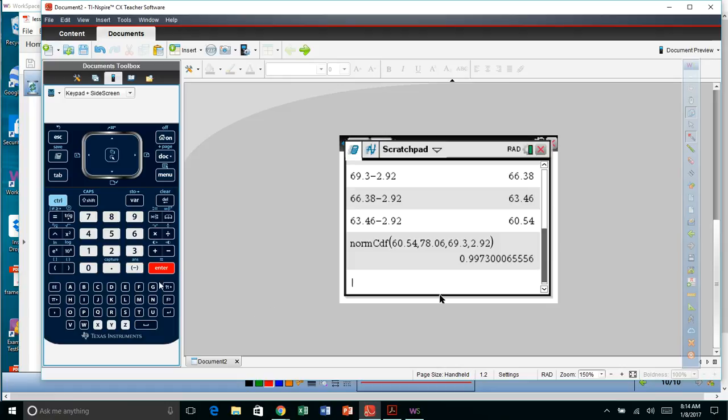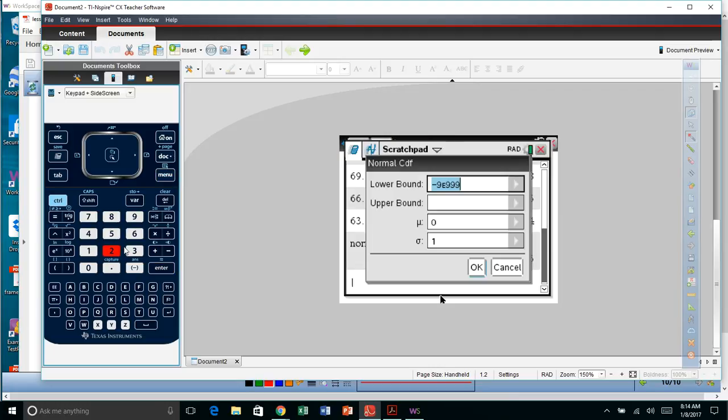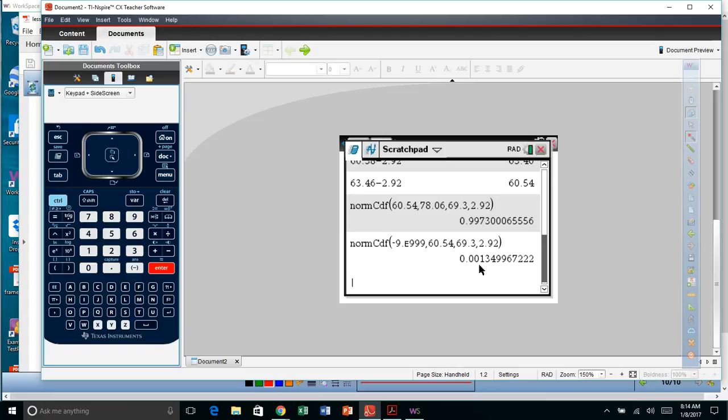Okay, and then less than 60.54. So menu 652. So negative infinity to 60.54. Tab 69.3. Tab 2.92. And that would be 0.134 or 0.15. Okay, a little rounding in there.